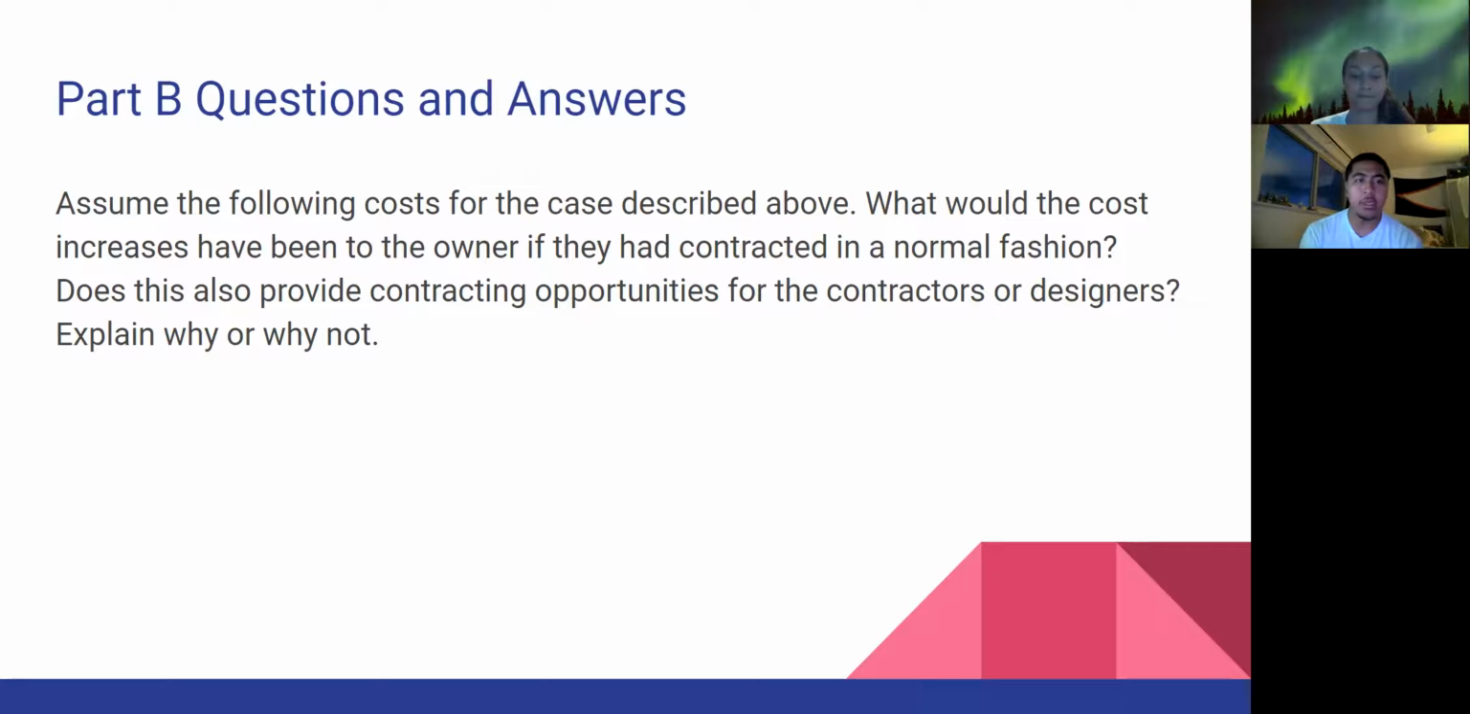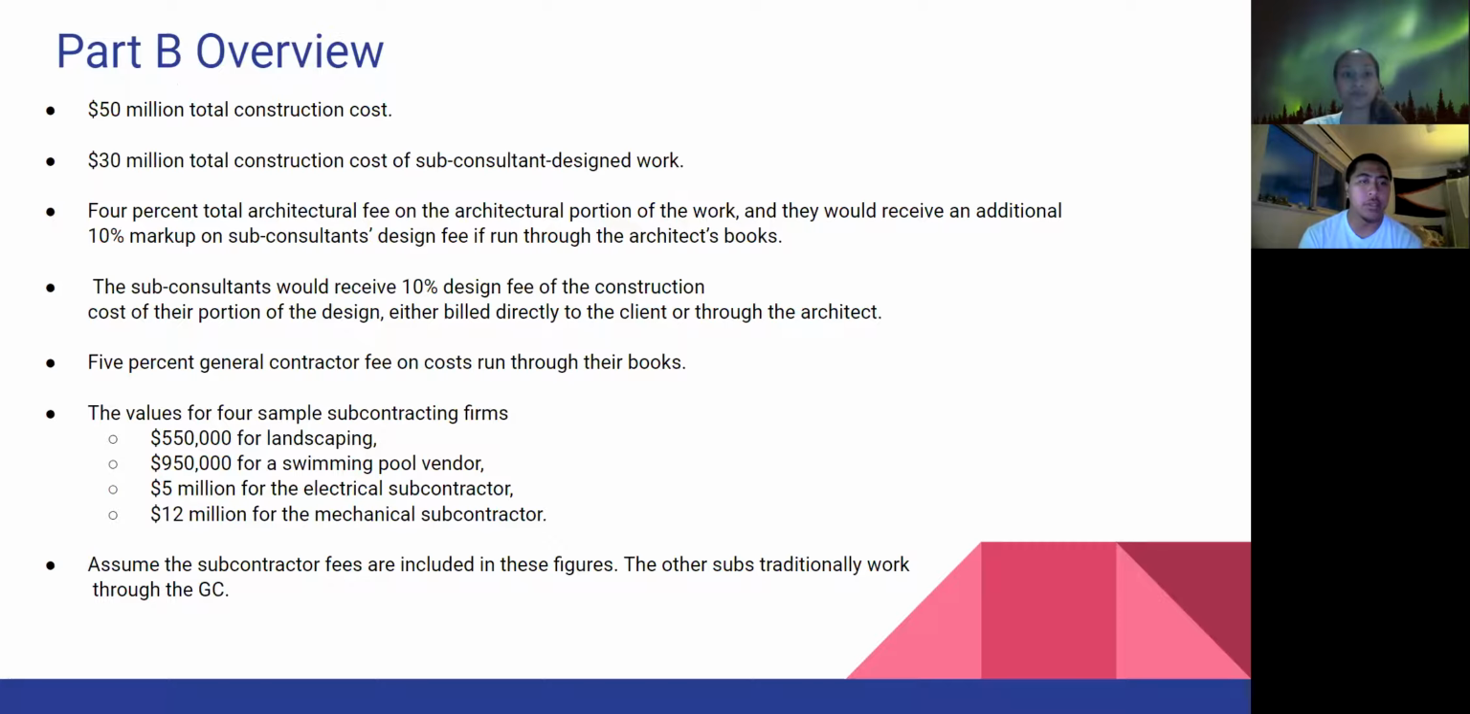Okay, for Part B, the situation is the same as it connects to Part A. But the questions were: assume the following costs for the case described above, which was Part A. What would the cost increase have been to the owner if they had contracted in the normal fashion? The normal fashion would be the vertical approach. Does this also provide contracting opportunities for the contractors or designers? Explain why or why not. And these are the numbers.